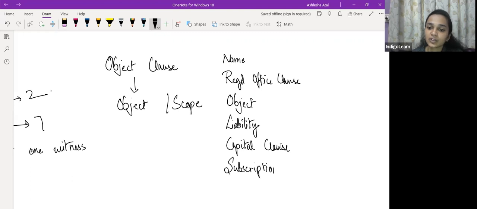Subscription clause basically will be the last clause, where it is nothing but an authentication by all the subscribers to the memorandum, and their signatures will be present there in the subscription clause. And when every subscriber is signing, they shall sign in the presence of at least one witness each. Every subscriber to the memorandum has to sign in the presence of at least one witness each. So that is the subscription clause.